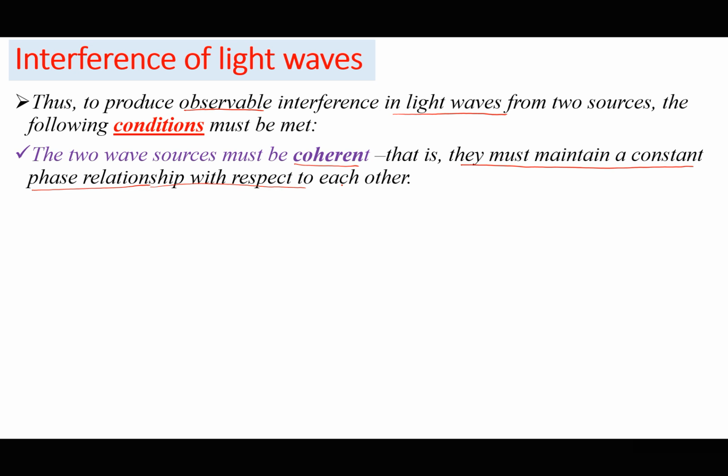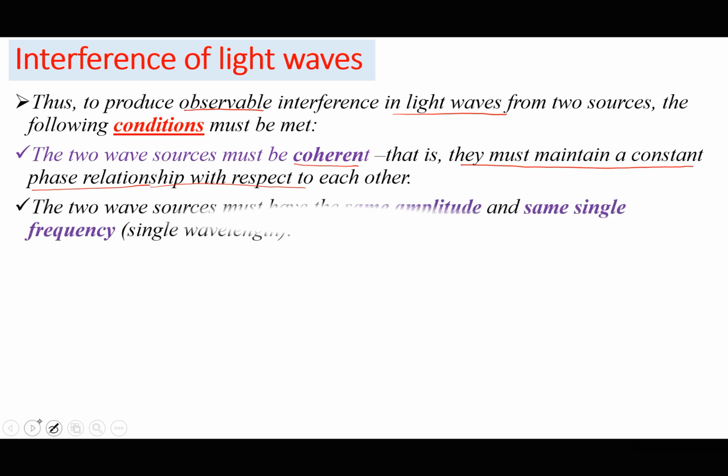Number two, if we want to have clearly observable regions of maximum and minimum, in this case minimum would be zero, the two waves must have the same amplitude. So that when there is constructive interference, we have maximum amplitude, which is twice. And when there is destructive interference, we expect to have zero amplitude, which will be total darkness or completely no brightness, for us to be able to easily see the difference between a bright spot and a dark spot.